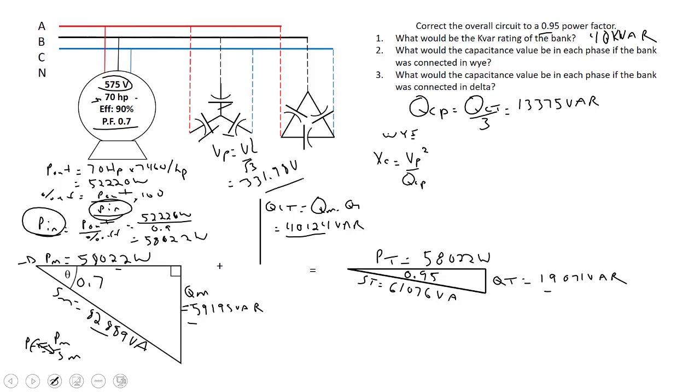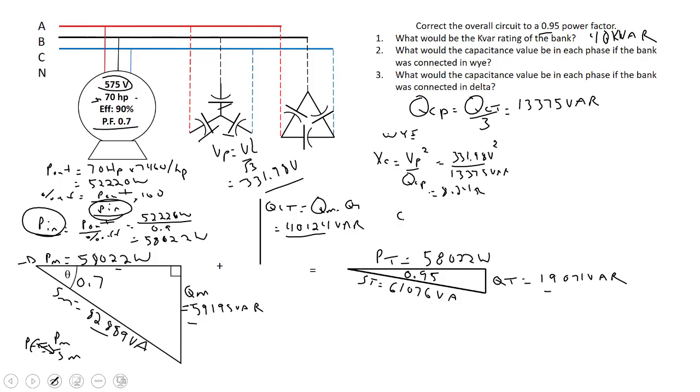So we can go ahead and sub that in. Our phase voltage, if the capacitor bank is in Y, 331.98 volts squared divided by 13,375 VAR. And that works out to be about 8.24 ohms.